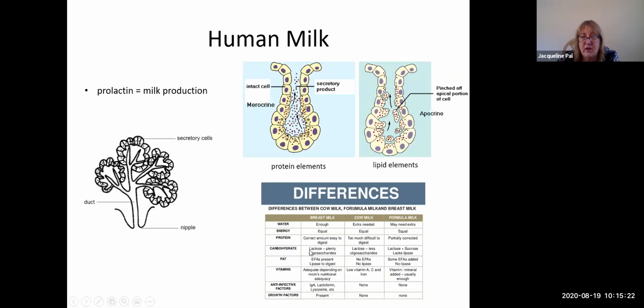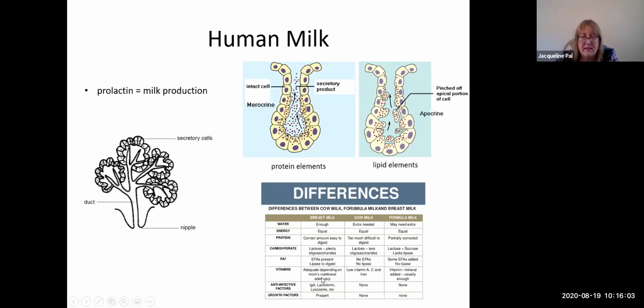The major carbohydrate in breast milk is lactose, as it is in cow's milk, but in formula they also throw in some sucrose, which is 2 glucose molecules. Fat. There's a lot of essential fatty acids in breast milk so that you can have absorption of your vitamins. And in addition, breast milk includes a lipase enzyme, which helps break down the lipids, whereas lipase is not included in either of the other two types.